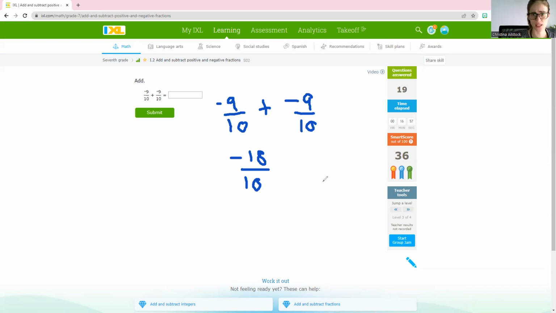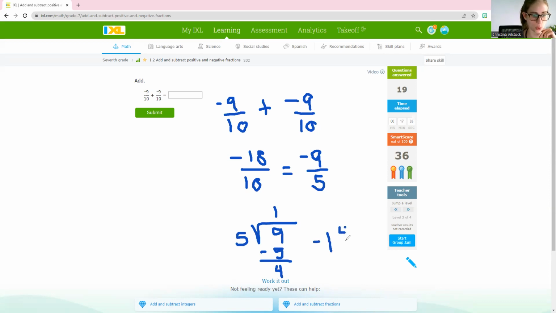I do not think that it accepts mixed numbers though. I'm actually not sure, so let's try it. Okay, so if we were to simplify this and keep it as an improper fraction, both 18 and 10 have a factor of 2, so we can divide that by 2, giving us -9/5. And then if we were to convert this into a mixed number, we can do so by dividing. 5 can go into 9 evenly 1 time, and that leaves us with the remainder of 4, so we have -1 and 4/5.